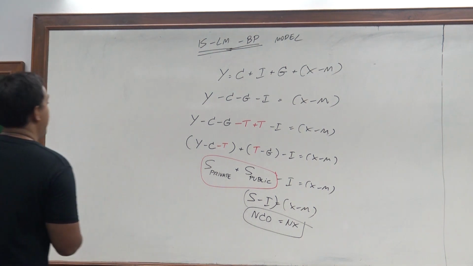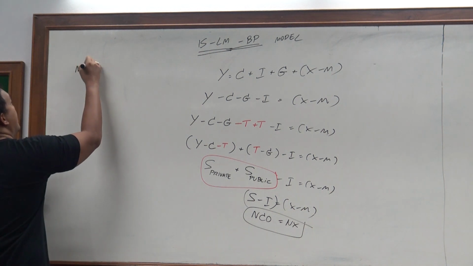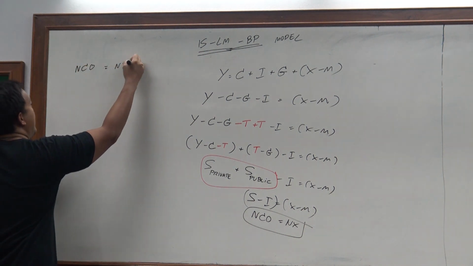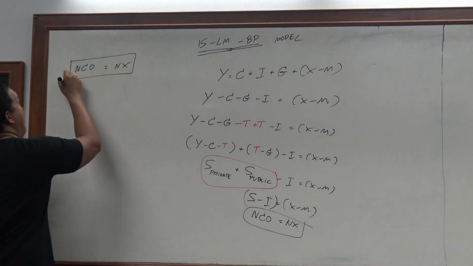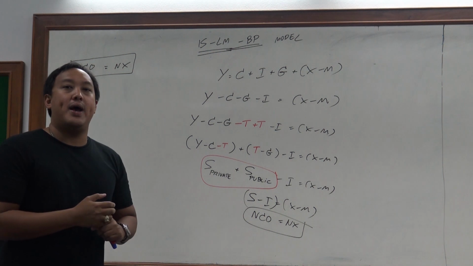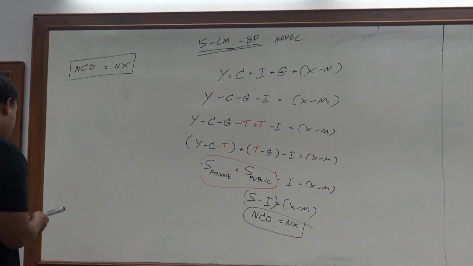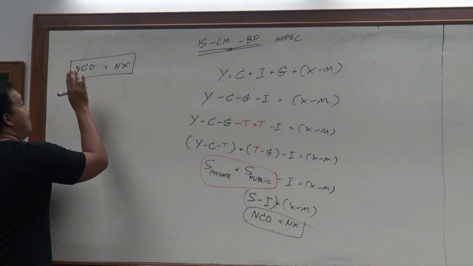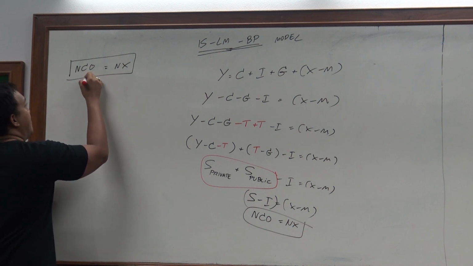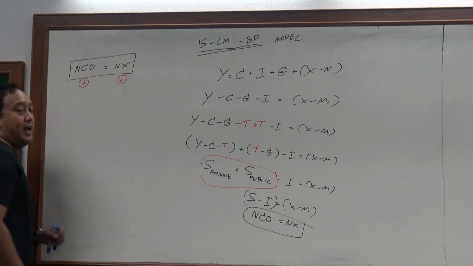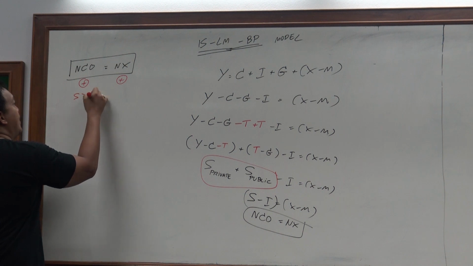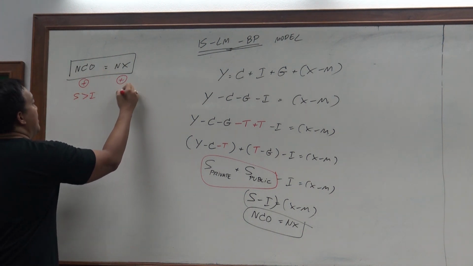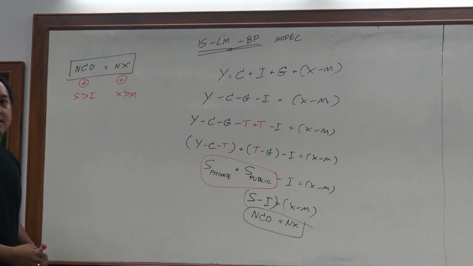So let me explain it here. NCO always equals NX. What does it mean? If both sides of the equation are positive: if NCO is positive, it means saving is greater than investment. If NX is positive, it means export is greater than import.